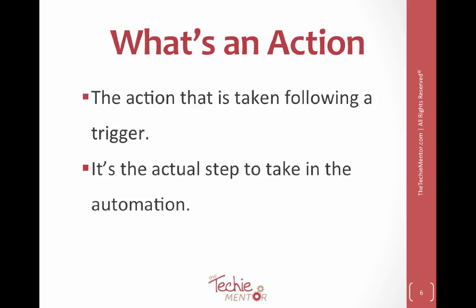Okay, and then there's an action. So once the trigger has happened, what's next? Well, you add them to a sequence. You add a tag. You remove a tag. You complete a purchase. It's the actual step to take in the overall automation.